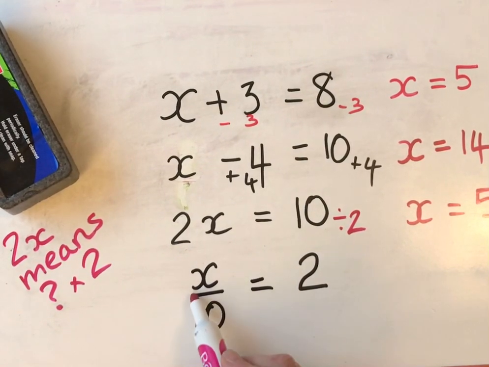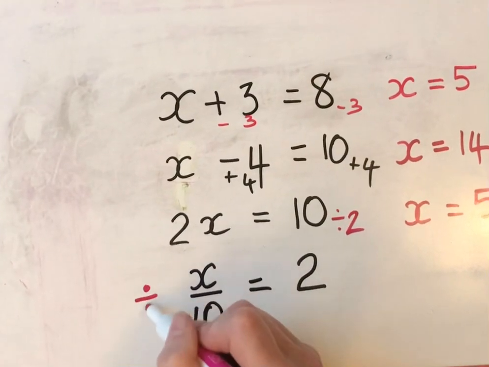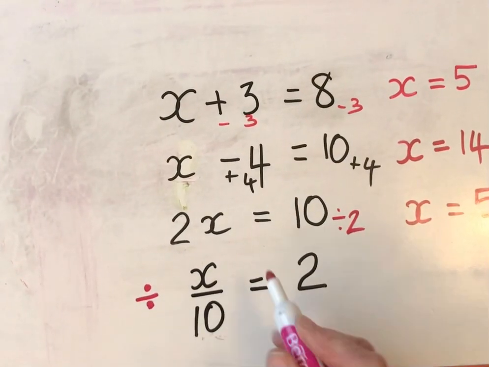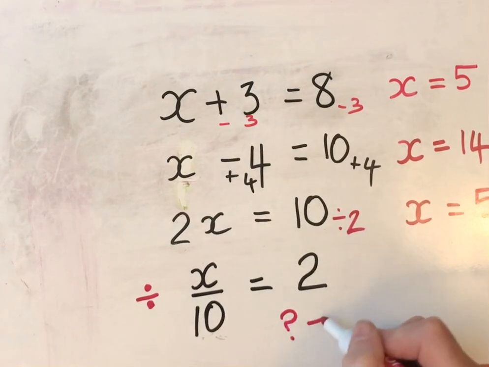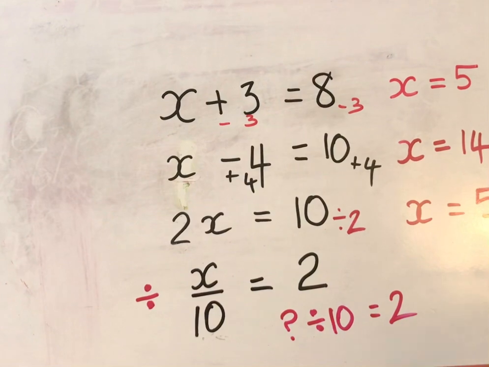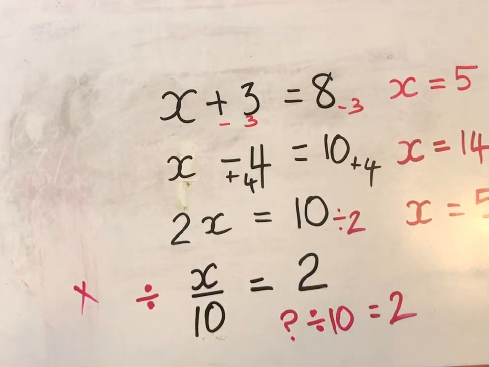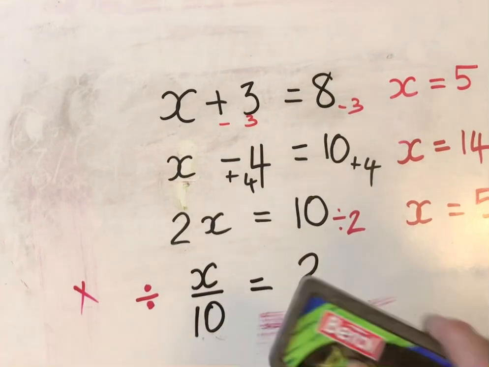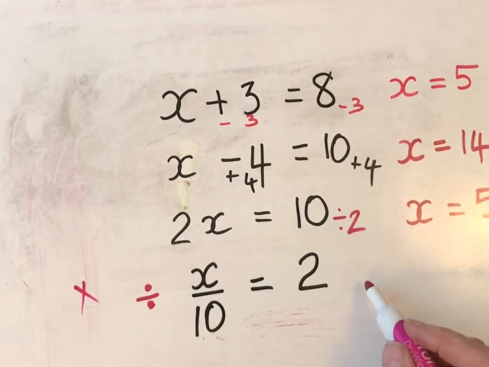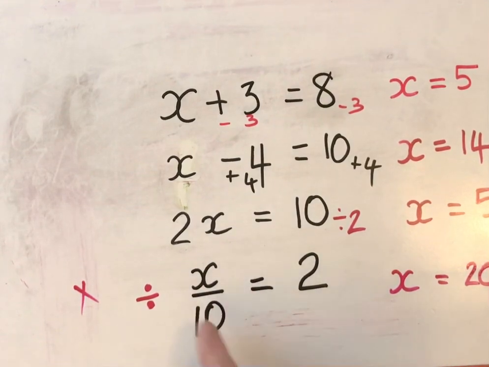This one, this line here means divide. So it means something divided by 10 equals 2. Well, the opposite of divide is multiply. So I'm going to multiply 2 by 10, and 2 tens are 20. So x equals 20. This is the one that most people struggle with the most.